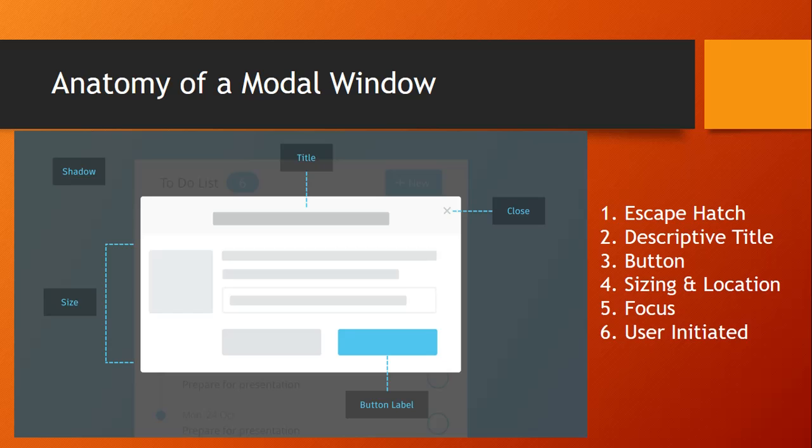Then fourth, a modal window should not be too big or too small. You want it just right. The goal is to keep context. Therefore, the modal should not take up the whole screen view. The content should fit the modal. If a scroll bar is needed, you may consider creating a new page instead.